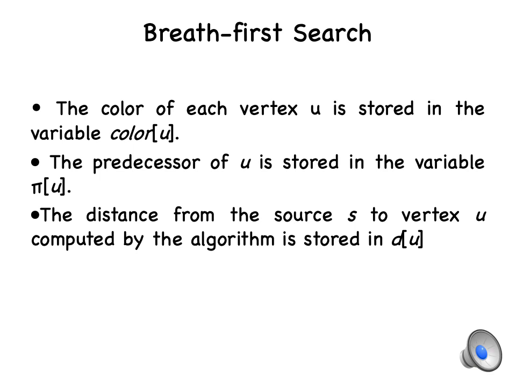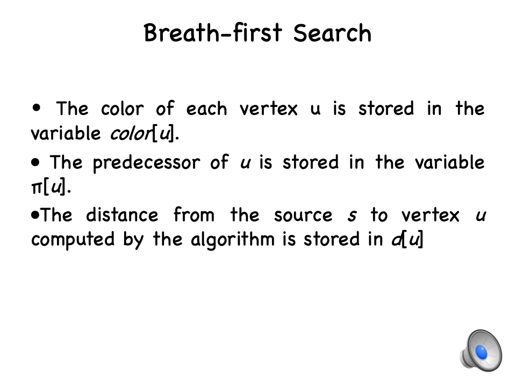The first array is color of U. The color of each vertex U is stored in the variable color of U. This color of U for a particular vertex can hold white, gray as well as black. White means the initial case, color of U will always be white. Once it has started traversing it becomes gray, and once it has completely explored it becomes black. The predecessor of U is stored in the variable pi of U. From where did it come? Who is the predecessor of U? That is being stored in pi.